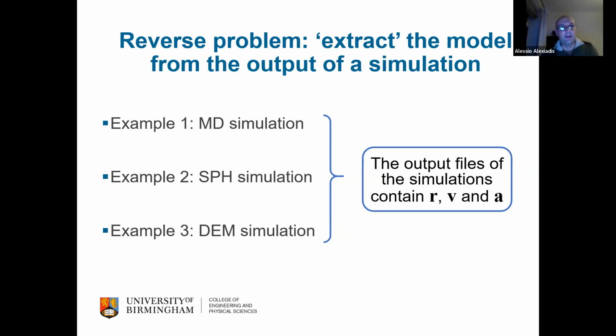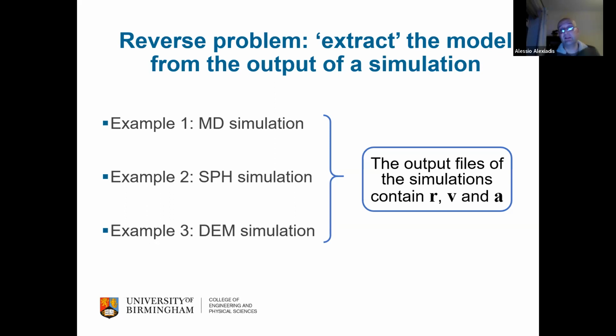And in SPH simulation, you have the position because you always have the position. You always have the velocity, almost always, but you don't have the forces, you don't have the accelerations. In DEM, you have the positions. You normally don't have the velocity, sometimes you have the velocity and also sometimes the forces. So it really depends from case to case. But in general, again, you have the worst case scenario when you have only the positions.